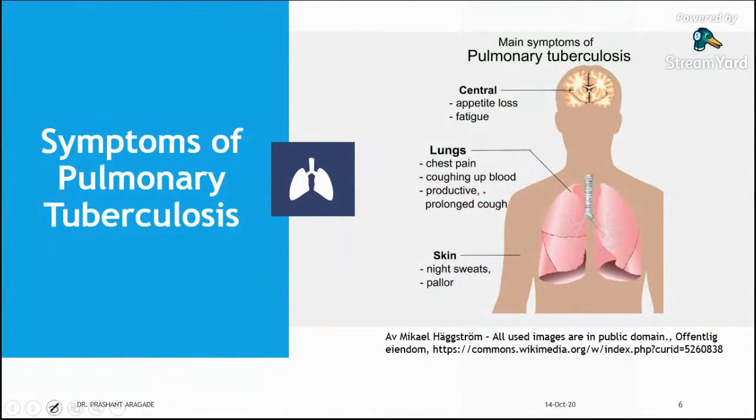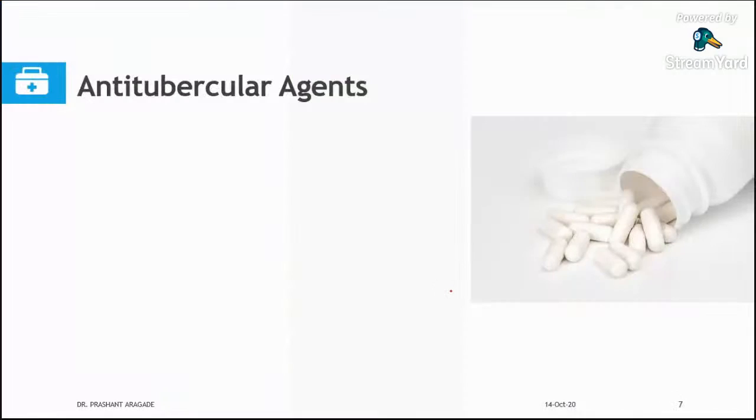Okay. So these are the symptoms of pulmonary tuberculosis. That is appetite loss, fatigue, fever, chest pain, coughing up with blood, prolonged cough, which does not end, beyond or up to 3 weeks, night sweats and pallor. स्किनचा कलर डल जर होत असेल तर त्याला पॅलर असं म्हणतात. Okay, let's see about the antitubercular agents.